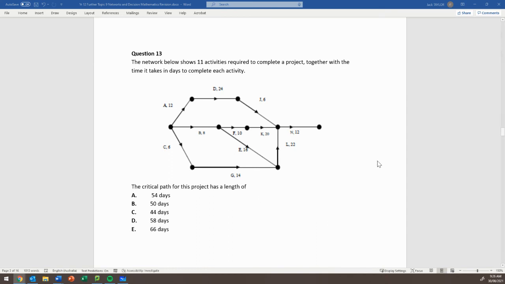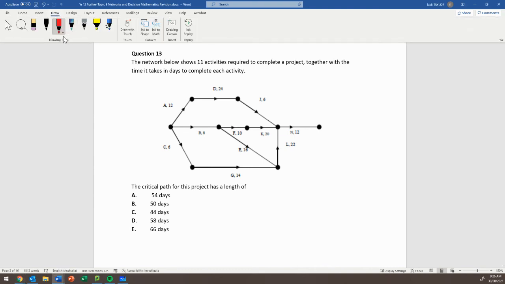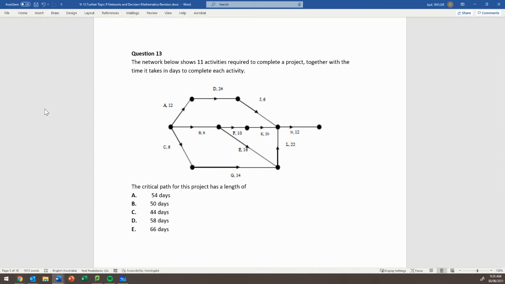The network below shows 11 activities which are required to complete a project, together with the time it takes in days to complete each activity. The critical path for this project has a length of. All right, so we need to go through and calculate the estimated completion time. So again, I'm not going to draw the houses just for the sake of saving time. I'll draw the numbers.